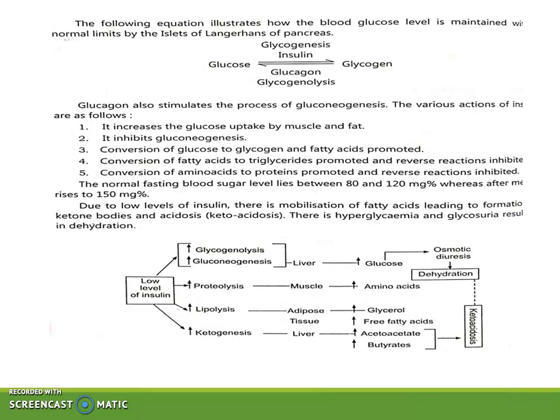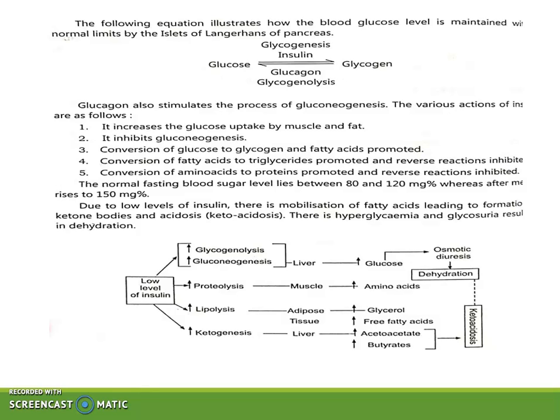The following equation illustrates how the blood glucose level is maintained within normal limits by the islets of Langerhans of the pancreas. Glucose is converted to glycogen by the glycogenesis process under the action of insulin, while glucagon causes glycogenolysis.